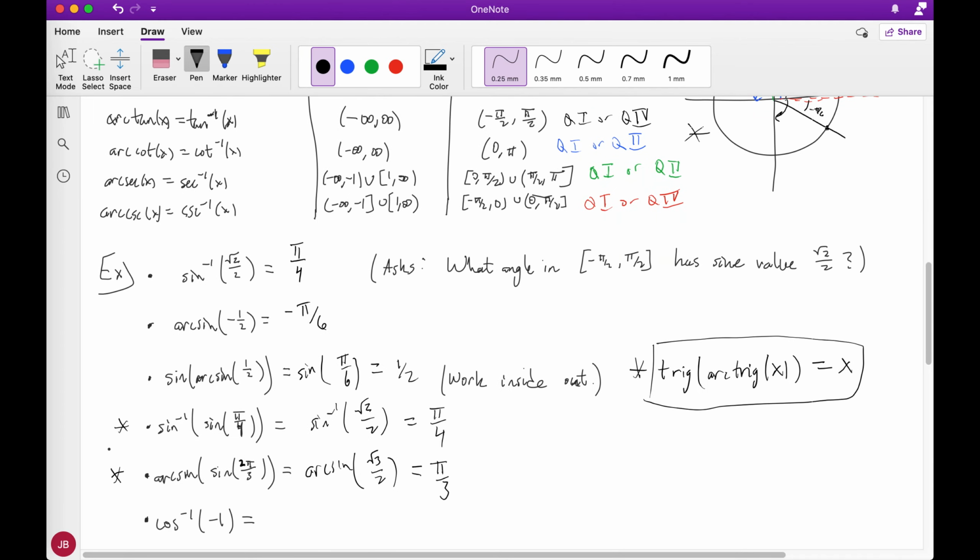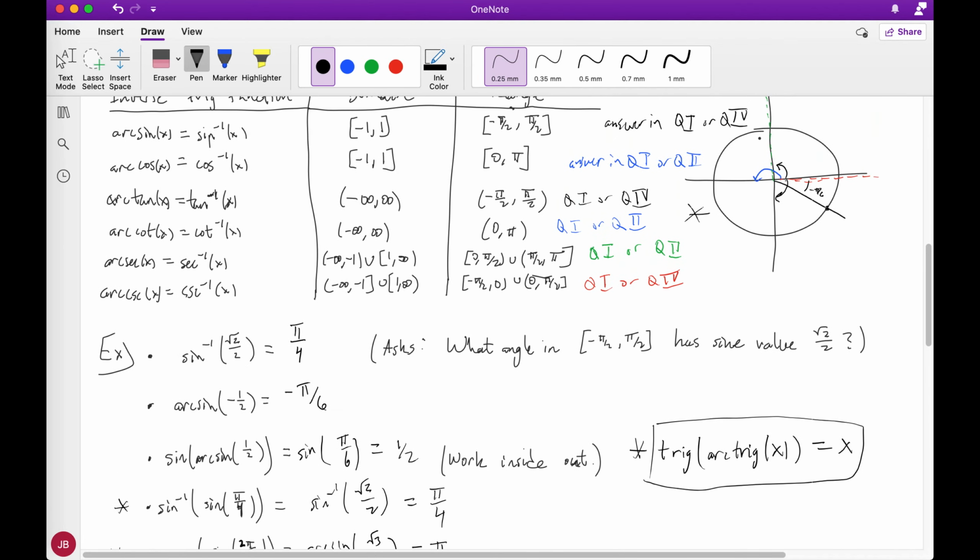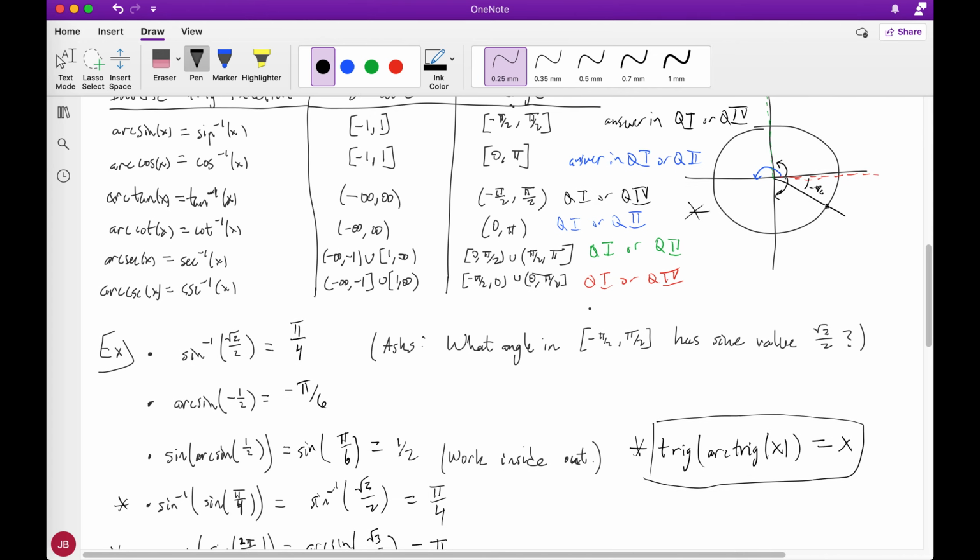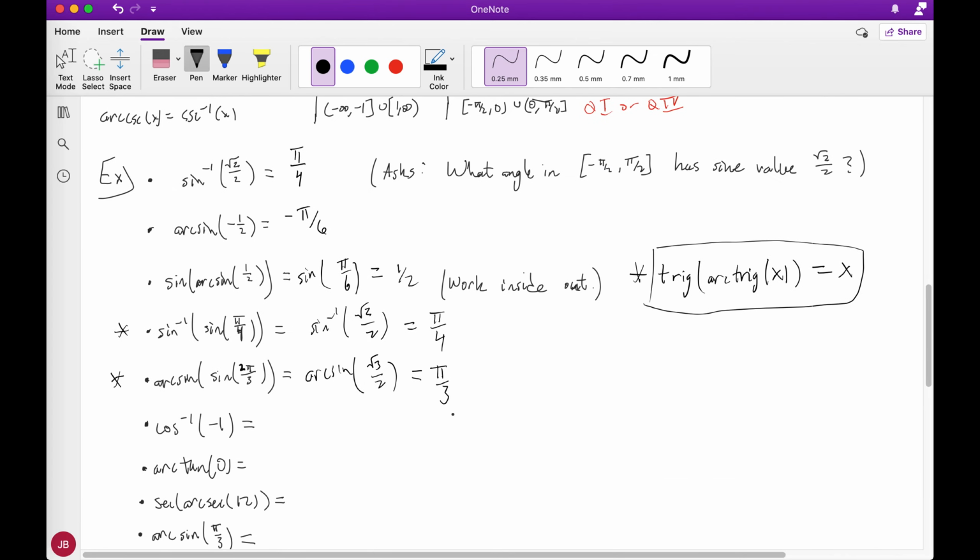And so the reason this one didn't cancel each other is because the angle was not in the right quadrant, right? 2 pi over 3 is in quadrant 2. The arcsine will never return an angle in quadrant 2, only in quadrants 1 or 4. And so that's why things were different there. Okay.